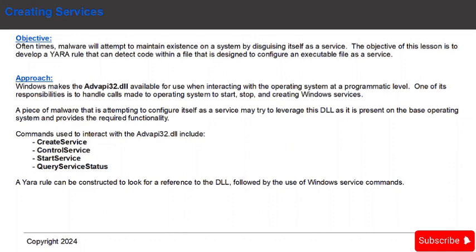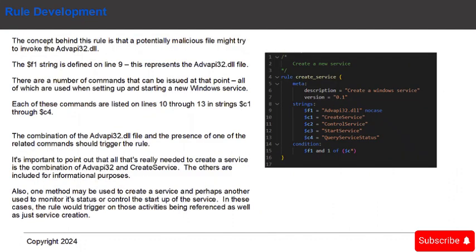So if a piece of malware is attempting to disguise itself and hide and get that persistence by configuring itself or an executable as a service, then it might try to leverage this DLL in order to accomplish that goal. The commands that the ADVAPI32 provides are CreateService, ControlService, StartService, QueryServiceStatus, and so forth. We will build a YARA rule that allows us to identify when this particular DLL is referenced and the commands that are associated with it.